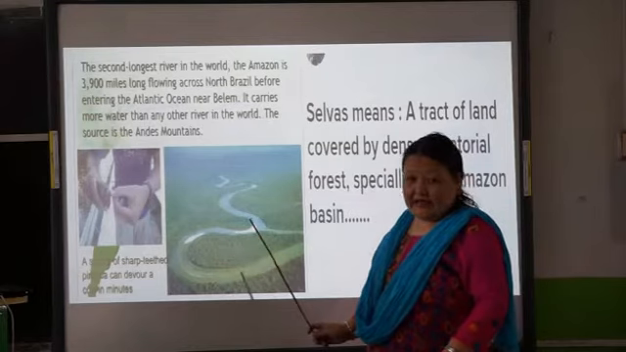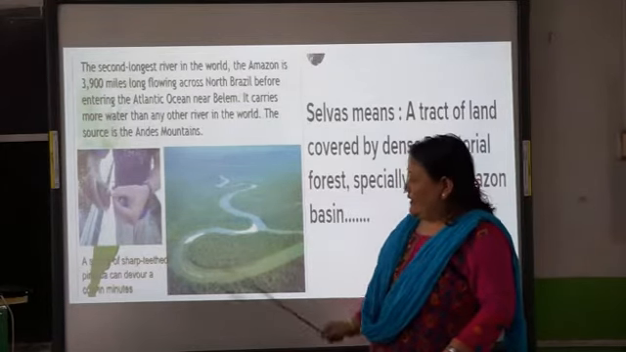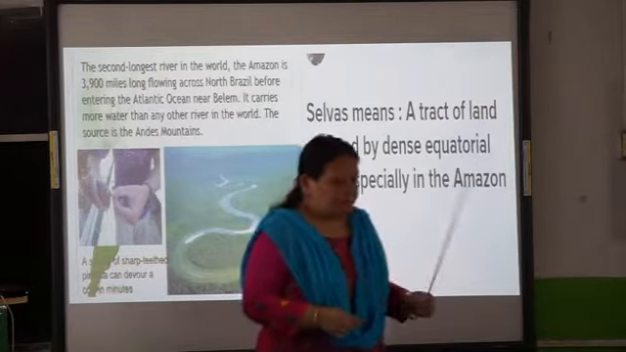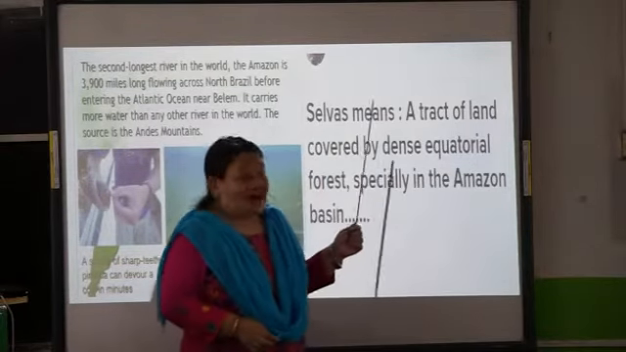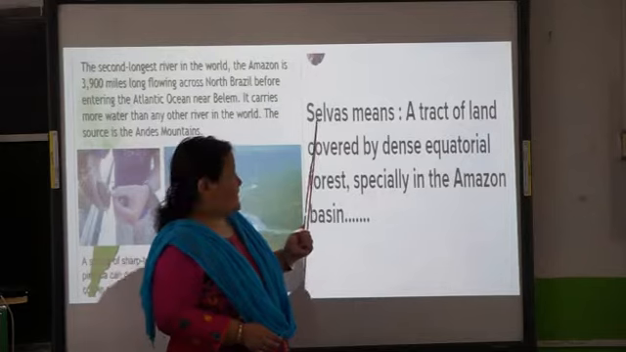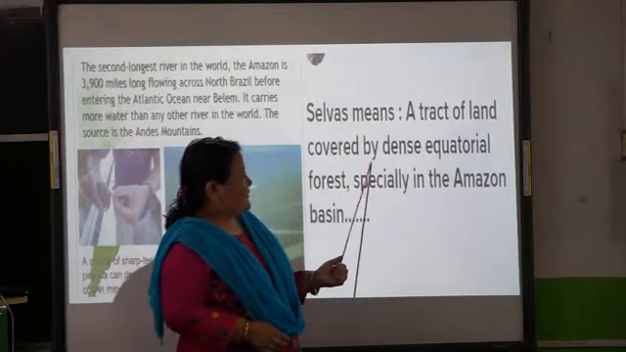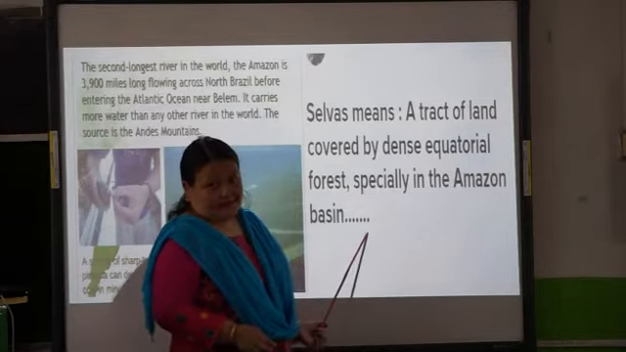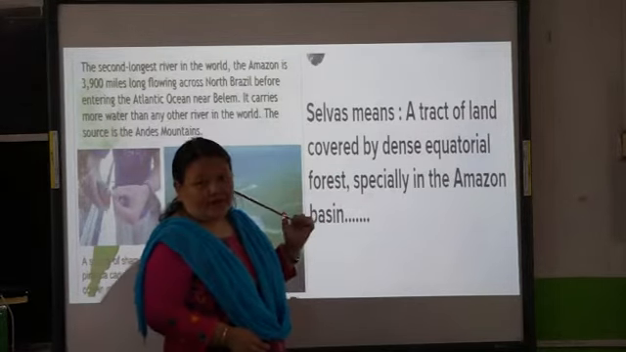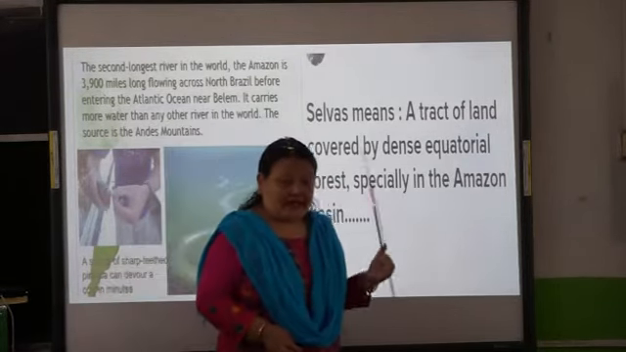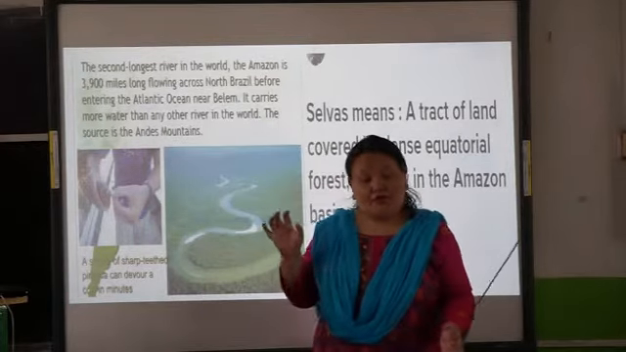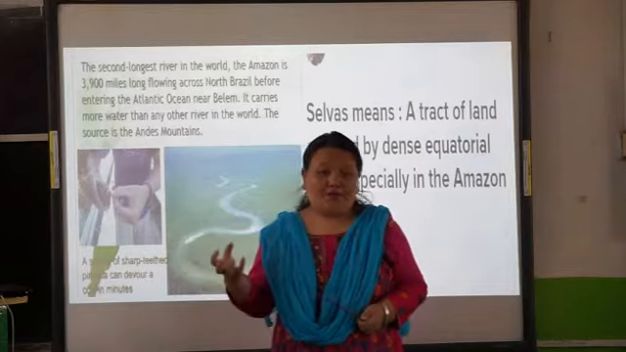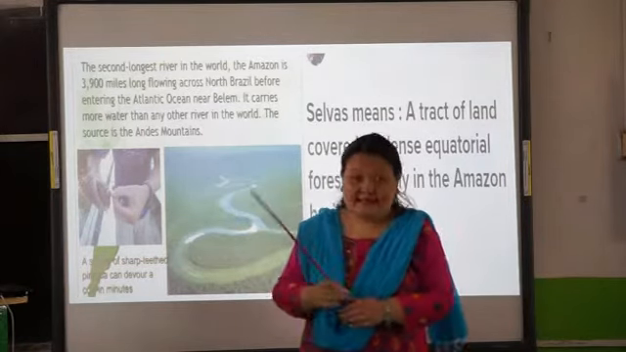Now since it also carries a large volume of water, you can see thick vegetation on each of its sides, isn't it? Here you have a grassland which is known as selvas, a tract of land covered by dense equatorial forests, especially in the Amazon basin. The selvas are found in the Amazon basin because it carries a large volume of water. The volume of water helps in the growth of a large number of grasslands, which is known as selvas.